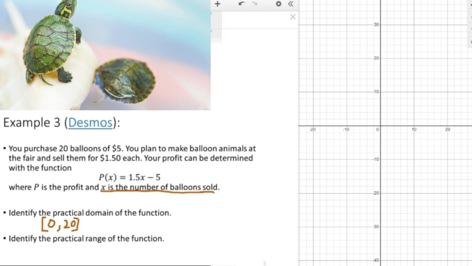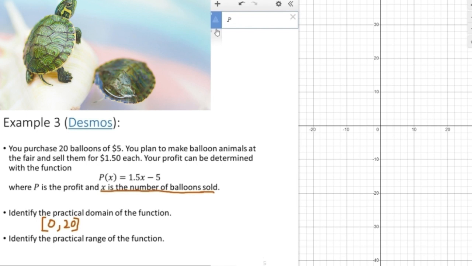Recall that x is the number of balloons sold. Well, does it make sense for x to be negative? Well, no. How do I sell a negative number of stuff? But I can sell nothing. So it is possible that the lowest value for x is 0. Now, what about the highest value of x? I'm told that I purchased 20 balloons. So I only have 20 balloons I can sell. Does it make sense for me to sell more than 20 balloons if I only have 20 balloons? No. So the highest value x can be is 20. So my domain is the interval [0, 20] with closed brackets, since I can sell no balloons and I can sell 20 balloons.